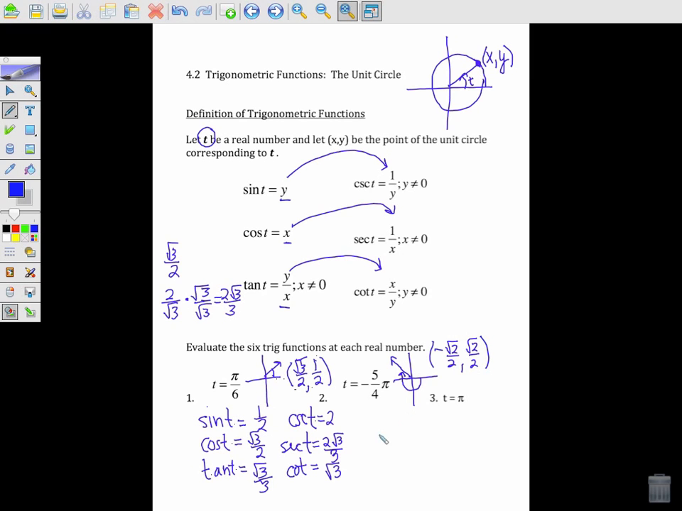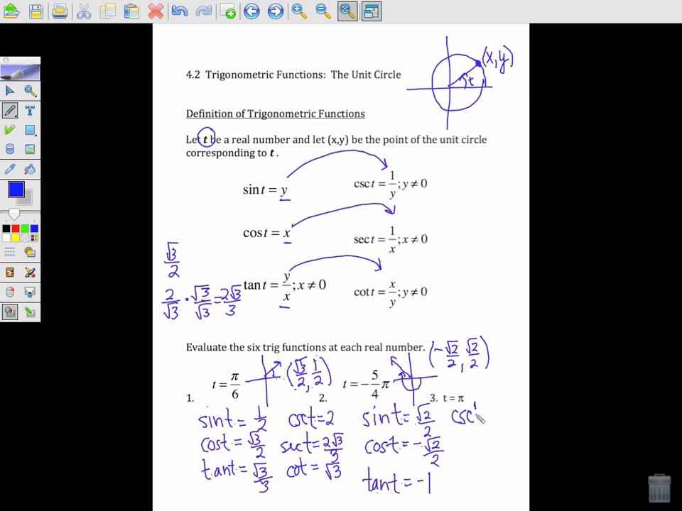So from here we can write our sine of t is the y value, root 2 over 2. Cosine of t would be negative root 2 over 2. We're in quadrant 2, so x is negative. And tangent, if you divide one by the other, you get negative 1.